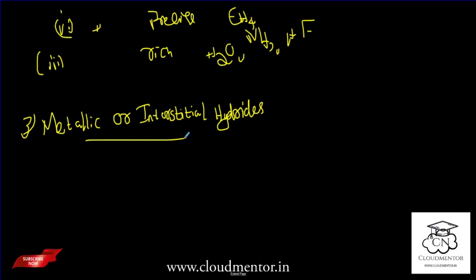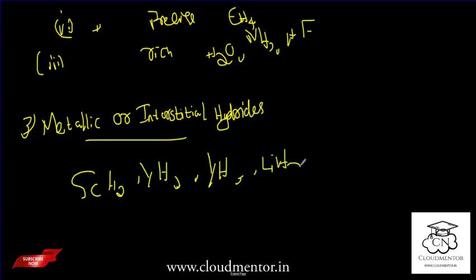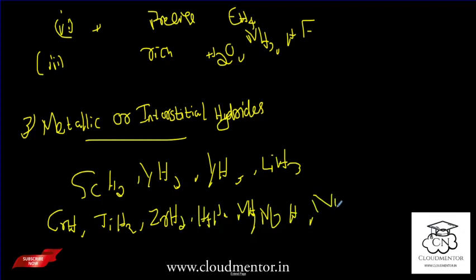Some examples of interstitial hydrides of elements of groups 3 to 5 are scandium, ScH2, yttrium, YH2, YH3, and lanthanum, LaH3, and CeH, TiH2, titanium hydride, zirconium, hafnium, vanadium hydride, niobium, NbH, tantalum, TaH, and so on.